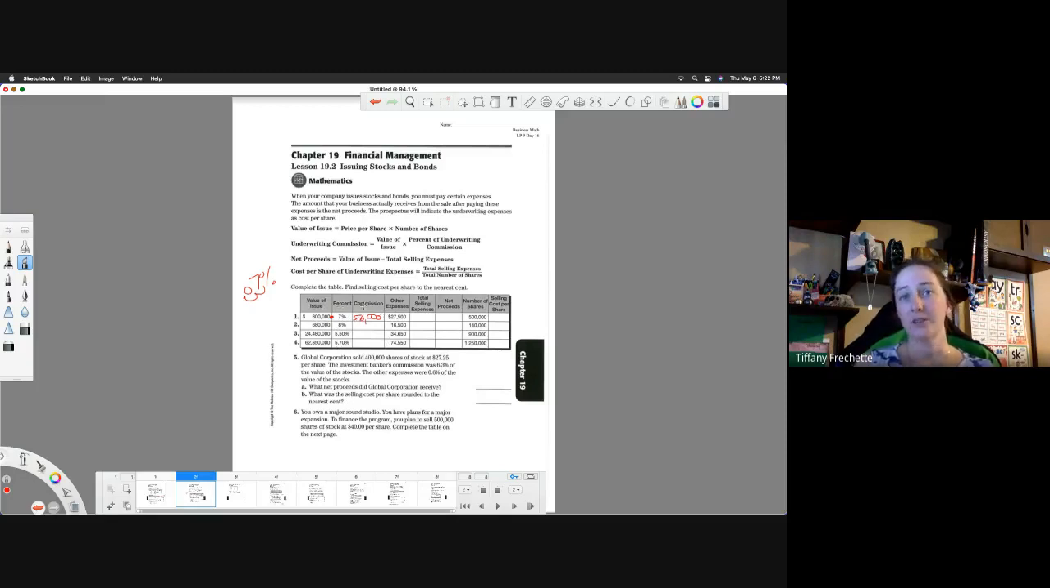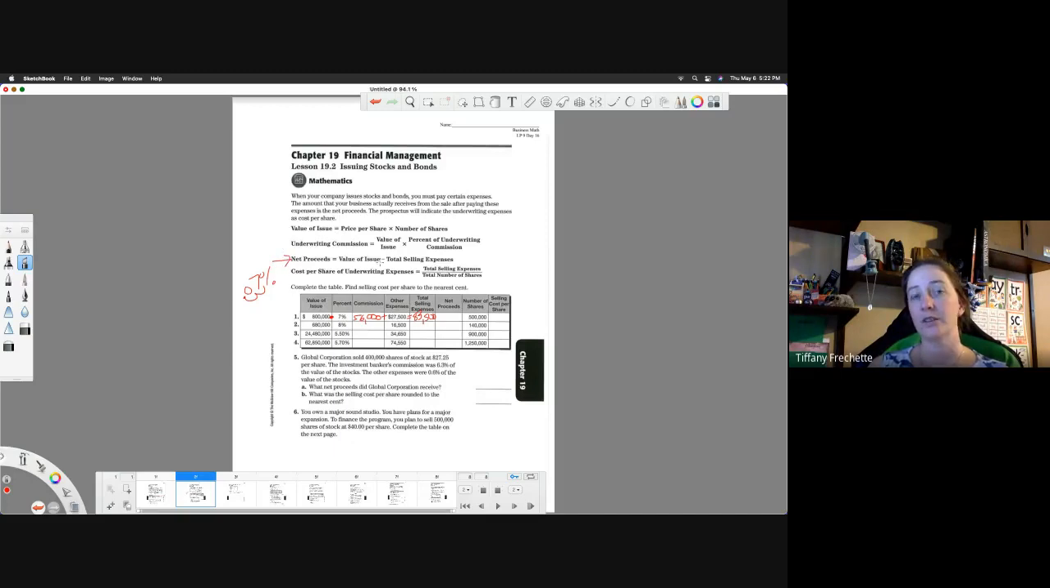All right, so now we have commission, we have other expenses. These are both expenses of buying the stock. So we're going to add these two together, and that's going to give us our total selling expenses. So that's 83,500.